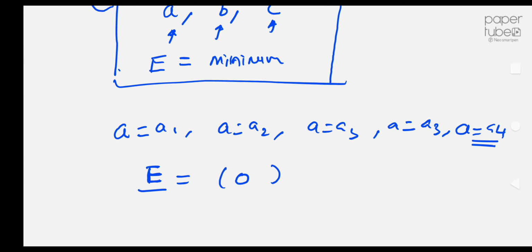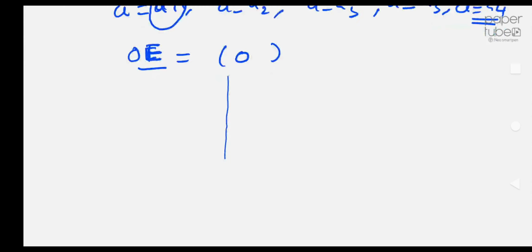So that's the correct value. Let's say when a is equal to a1, the change in error should be minimum. What do I mean by that? Let's try to plot something, which will make it a bit easier. Let's plot a on the x-axis, and let's say we plot the e value on the y-axis.